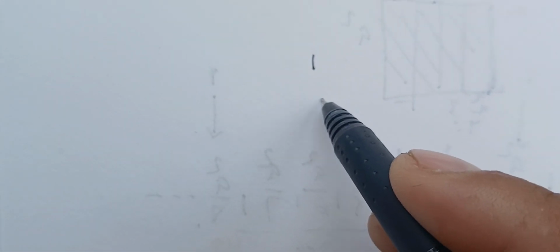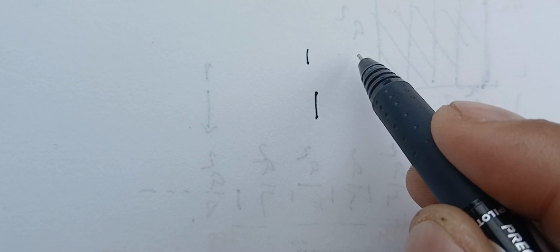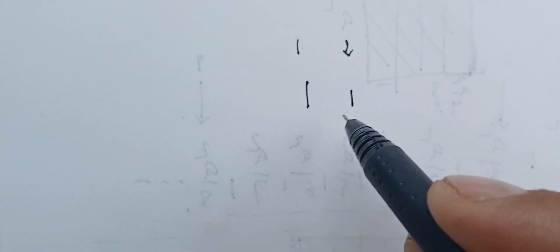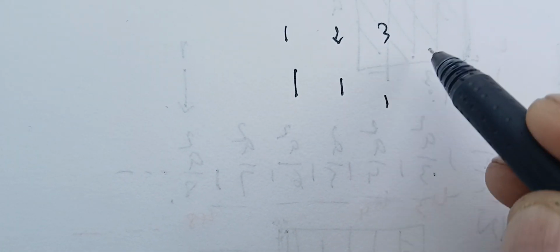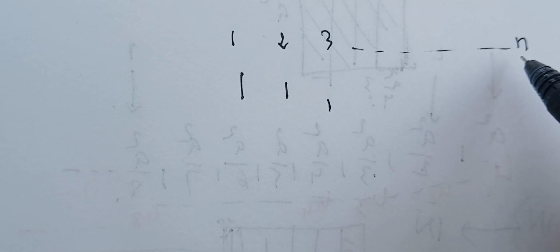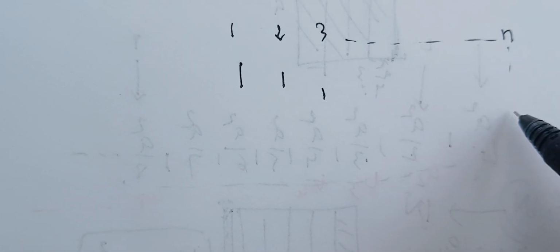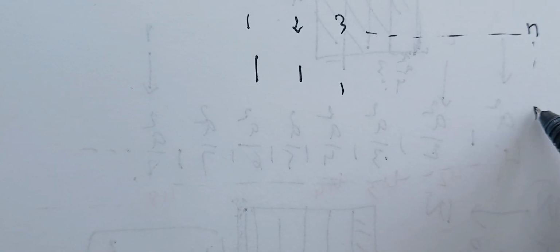Okay, let's assume that a person walks every day 1 kilometer or 1 mile. So let's say day one he walks 1 kilometer or 1 mile, day two 1 mile, day three 1 mile, and etc. Assume that this person lives forever. Okay, so on day n he walks 1 mile or 1 kilometer.